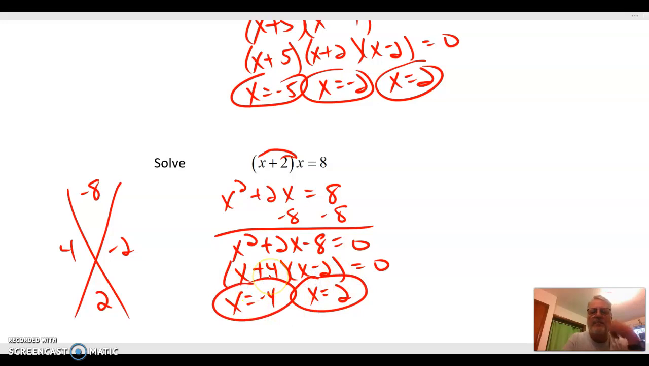Okay, so I know I did that pretty fast. There's quite a few in the homework that are like this one where you have to rearrange. You have to get everything on one side. You might have to do some distributing, and then 0 on the other side. But then factoring is all the same.